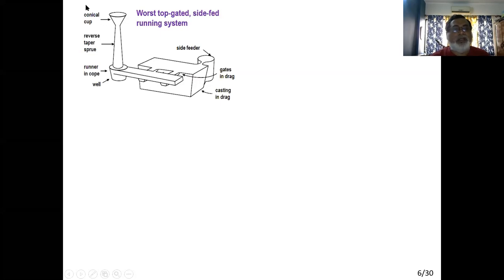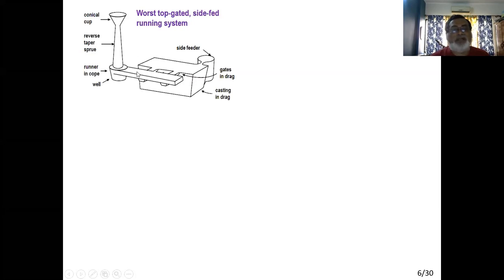So if we see the motion of the liquid, liquid metal is pouring, going down, horizontally, then going down again. So all the time the liquid metal is going down. So velocity is thereby increased all the time. So turbulence will be maximized.